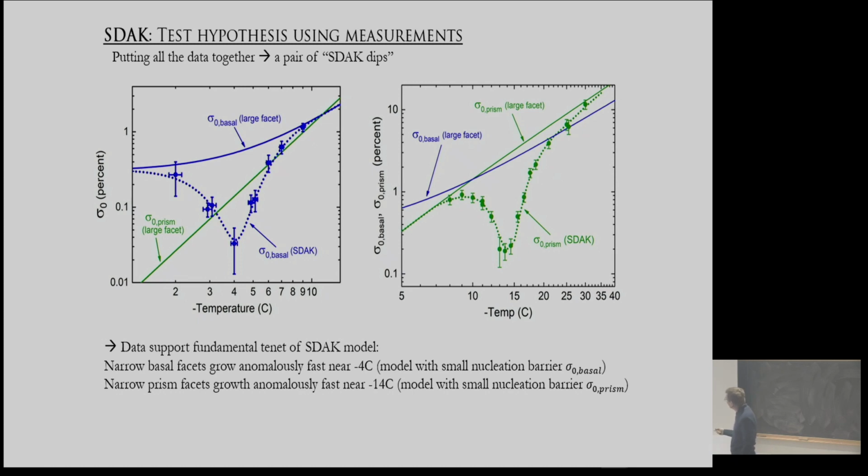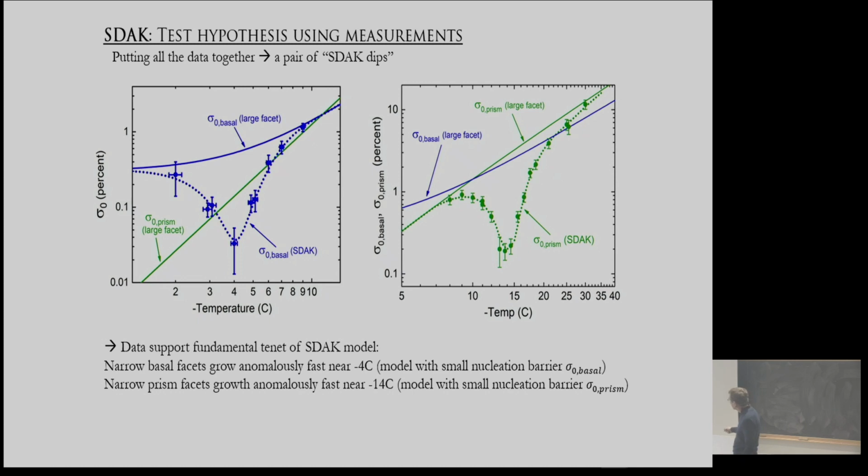The surface structure-dependent attachment kinetics produces these dips. So here is this line, for example, at high temperature. This line is the normal basal growth. This is the normal prism growth. But if you look at the growth, when you see, say, hollow columns now, that gives you a dip like this. And similarly, if you look at prism growth, you get a dip when you get very thin plates. And this is what you get for broad plates.